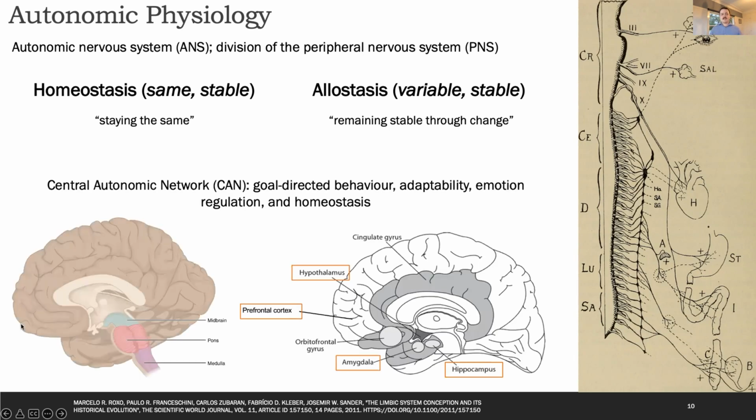Now, all of these systems are really connected to what's called the central autonomic network in the brain. And these are separate centers of the brain that are highly interconnected and generally play a role in things like goal-directed behavior, adaptability, emotion regulation, and homeostasis. So this includes a majority of the brainstem, but also emotional centers like the amygdala, hypothalamus, the prefrontal cortex, which is very critical for executive functioning, and also the hippocampus.